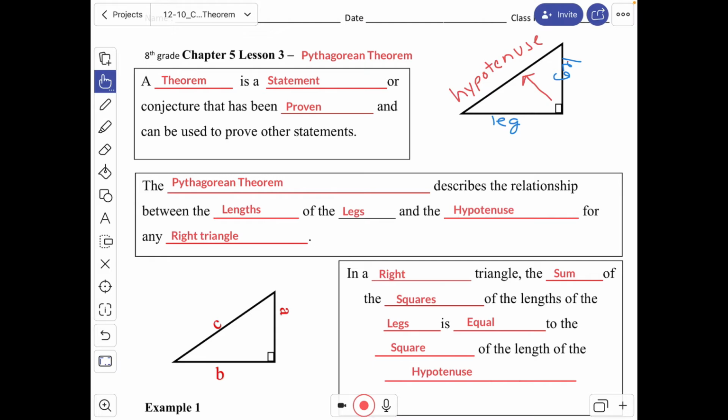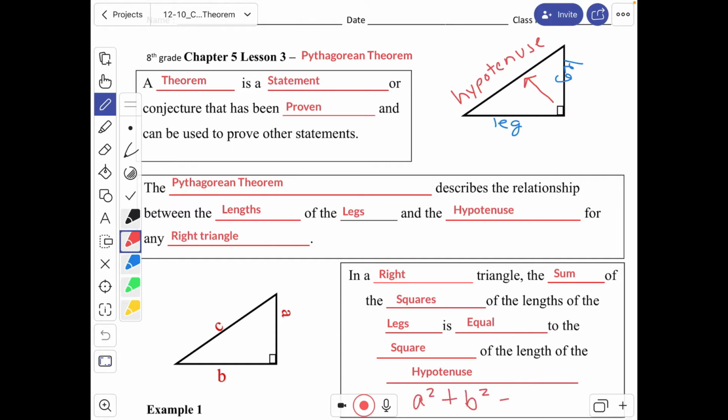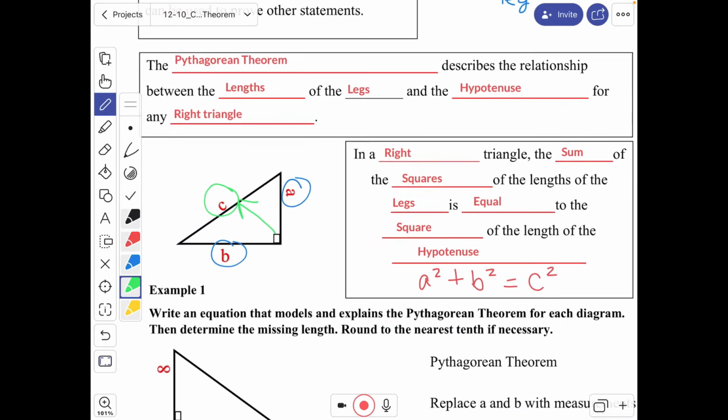And you may have even seen this before. A squared plus b squared equals c squared. And they've labeled the triangle over here for you. A and B are the legs, and C is always the hypotenuse, and it's across from that right angle. So let's use this theorem to find some missing sides.